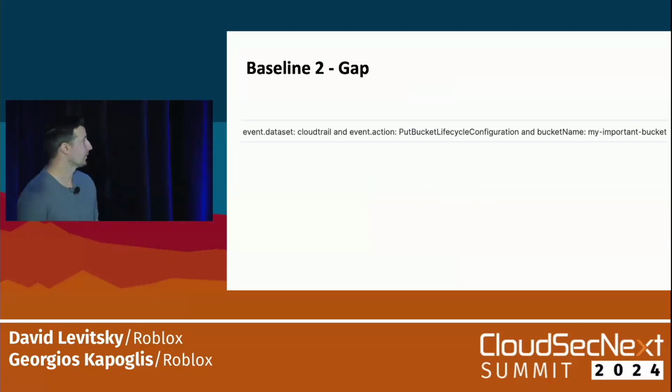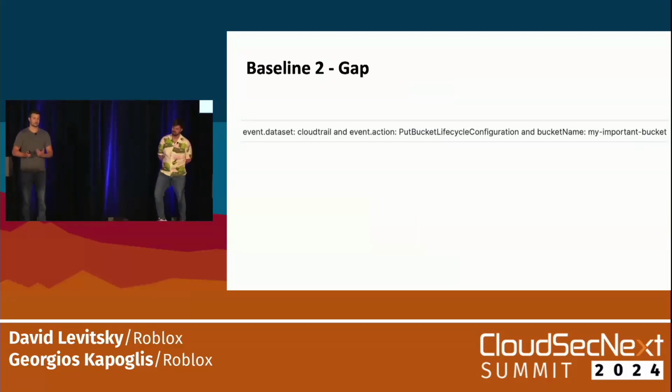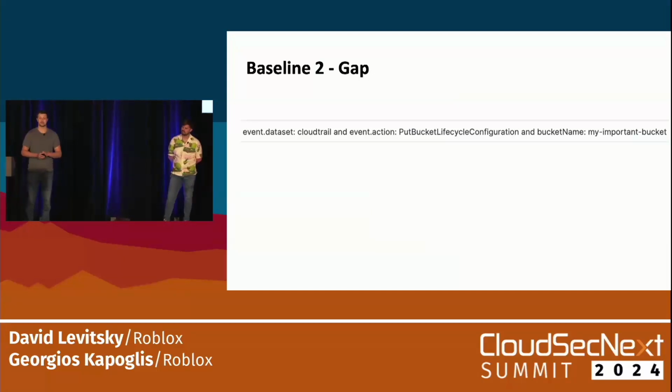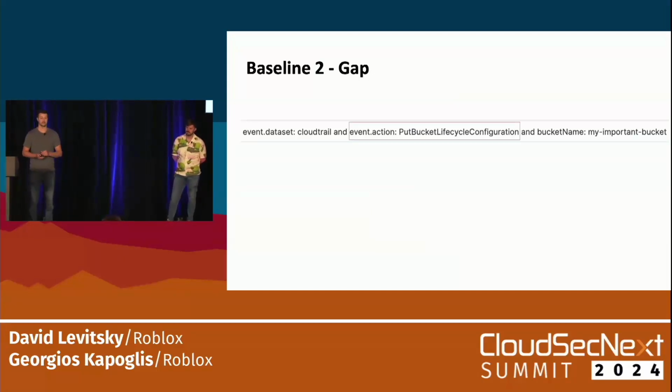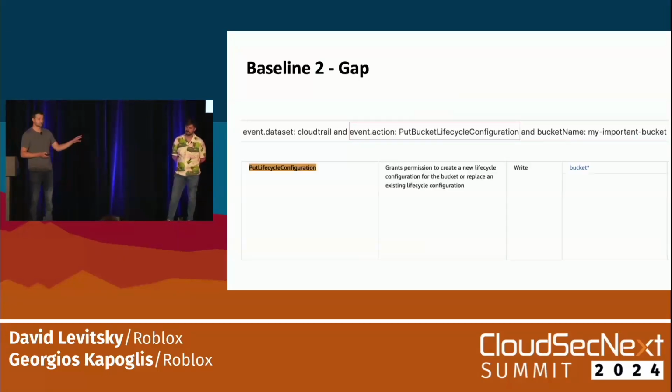Let's take a look at the second one. This one might be a little bit more cut and dry, right? We took a look at the API documentation. We're looking for the lifecycle configuration change. And I have a screenshot from the permissions page here, just explaining again what it does. And we tested it, we created an S3 bucket, we modified the lifecycle configuration, our detection fired. What could be the problem here?